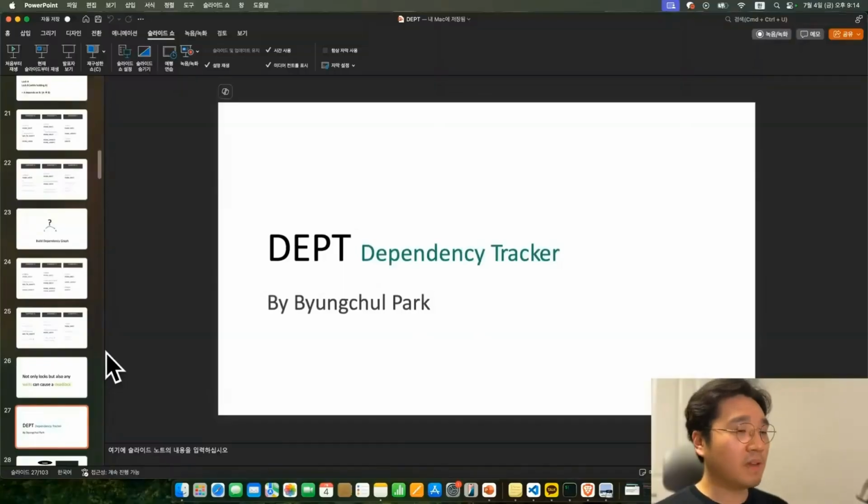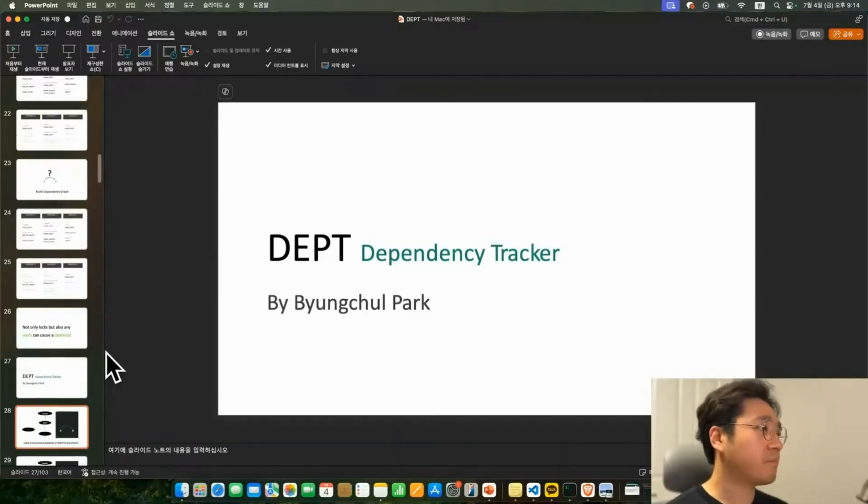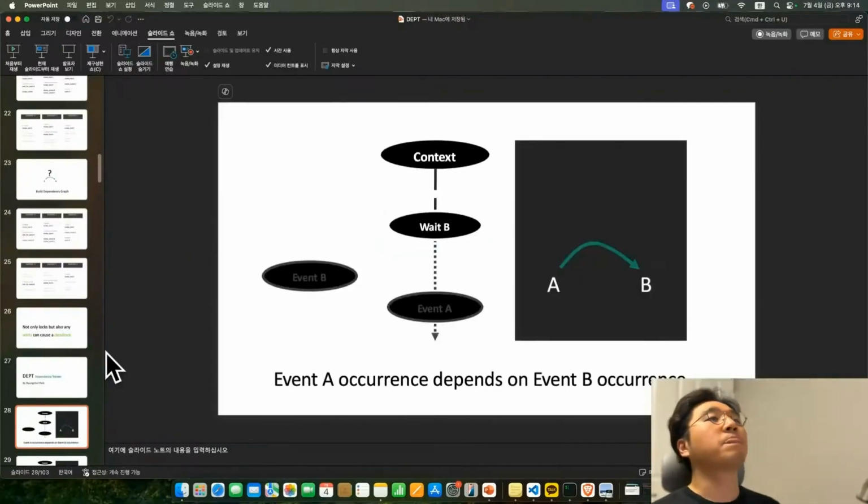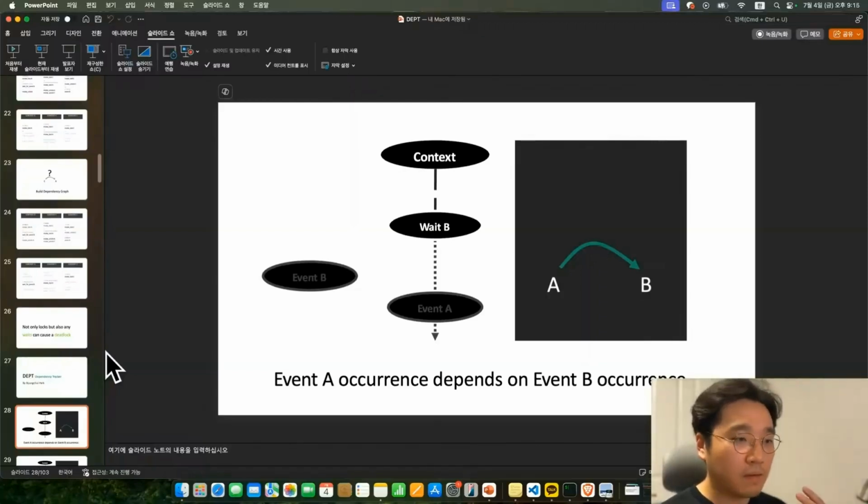So this is the term for DEPT, written by Byung-Chul. Byung-Chul defined a new concept for detecting circular dependencies in the Linux kernel.